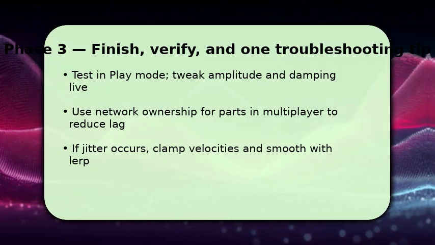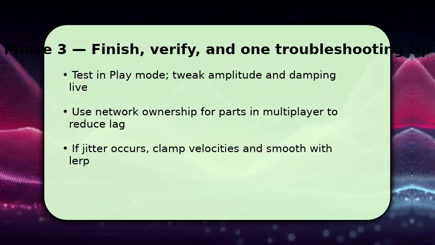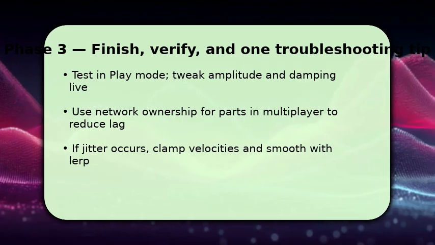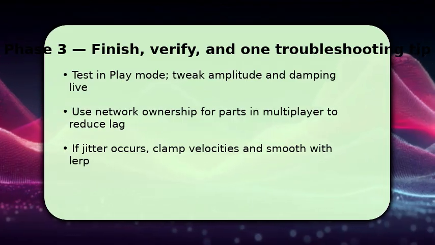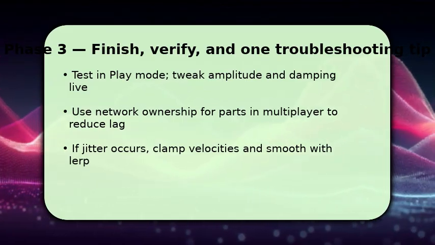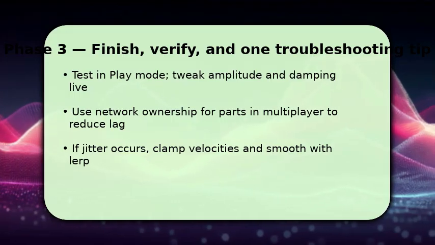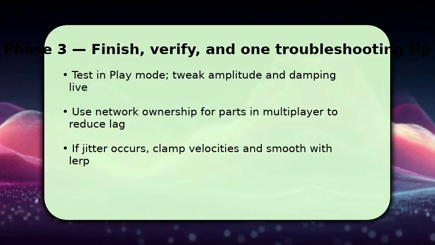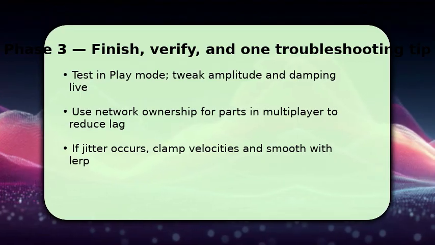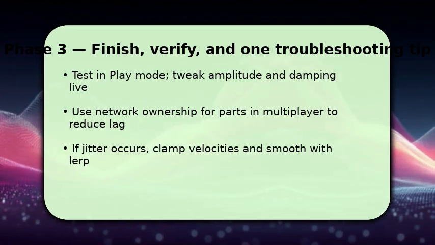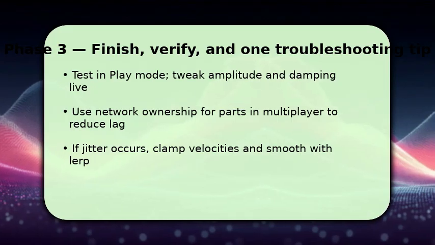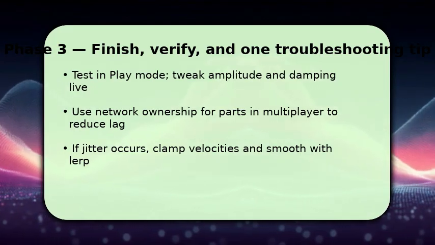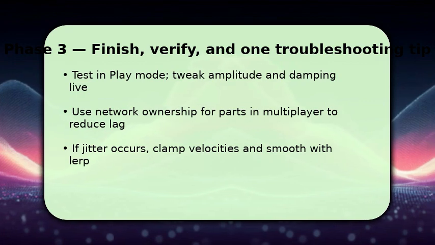Make sure to transfer network ownership of moving parts to the server or client as appropriate, because improper ownership causes jitter. If you see snapping, clamp angular velocities and smooth target rotations with math.lerp or CFrame lerp, this reduces sudden pops. When done, save variants for different tree sizes. If problems persist, check constraint limits and confirm no conflicting scripts are driving the same joints.